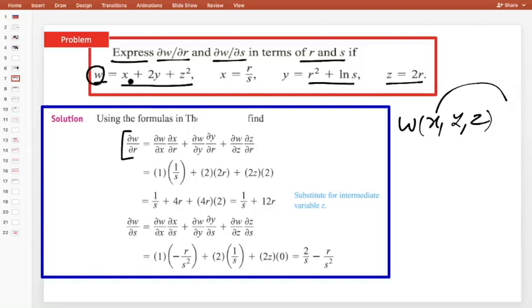So what is del w by del x? W is already given. With respect to x you will get 1. Del x by del r, x with respect to r, what will you get? Partial derivative, it is 1 by s, because r with respect to r is 1. Del w by del y, with respect to y you differentiate, partial derivative, x and z are constant so their derivative is 0, only you will get 2. And del y by del r, differentiation of y with respect to r, you will get 2r. With respect to x it becomes 0. Del w by del z, with respect to z, x and y are constant, and z with respect to z is square, so it will be 2z.